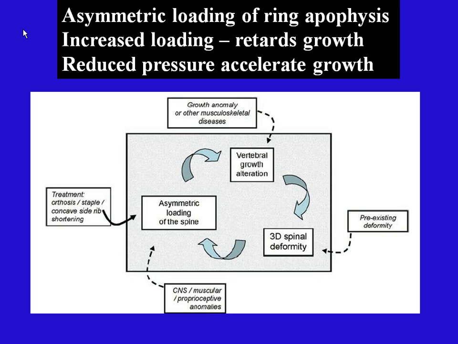Now, if a patient has some spinal deformity, and if the vertebral column is eccentrically loaded, some part of the apophysis is loaded at a different rate than the other part of the apophysis in the same vertebra, then some part of the vertebra will grow faster, some part will grow less. And that is the basis why spinal deformities, any type of spinal deformities, grow in children.